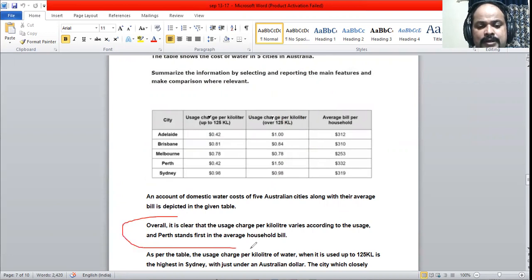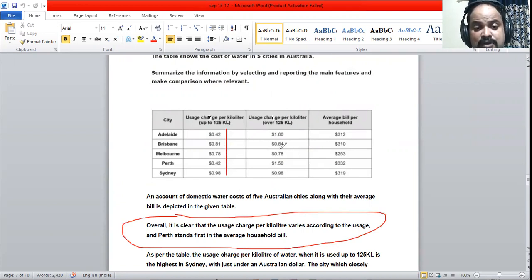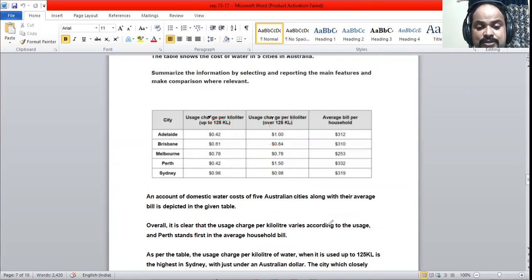Now, overall, it's clear that the usage charge per kiloliter varies according to the usage. So if it is used below 125 kiloliter, only $0.42 will be charged. But if it is used more, then the charges will be higher. Here 0.81, 0.84, 0.78, 0.42, then it becomes $1.50 per kiloliter, the highest here. So it is as per the usage. And Perth stands first in the average household bill. So we have the summary of this in the overview. And that's what we have seen.